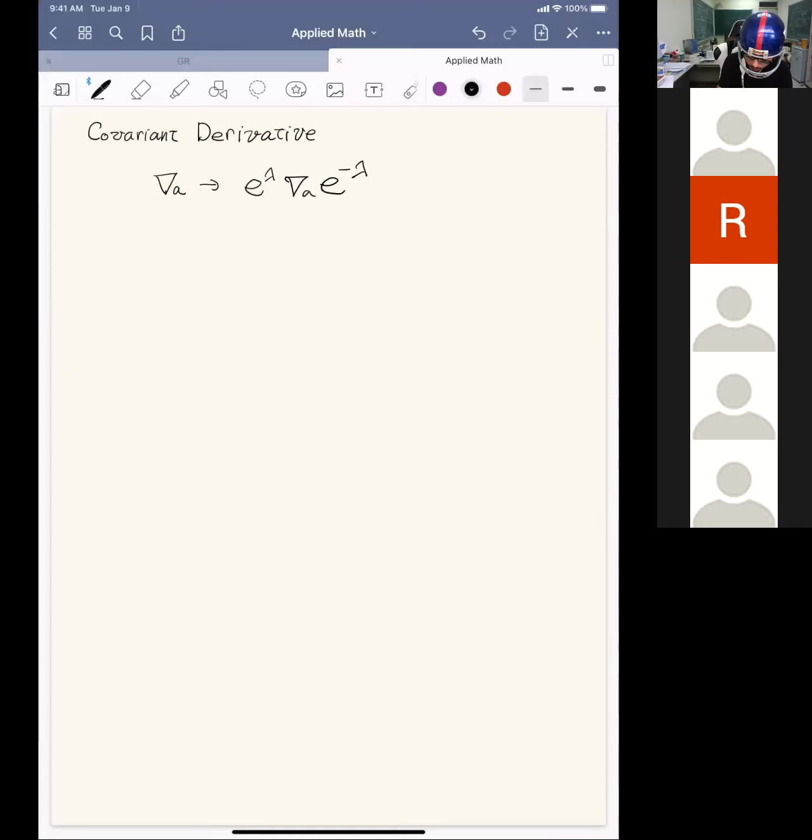And last time, at the end of the class, we've shown that we can define the commutator of lambda A, lambda B to be T_AB^C delta C plus 1/2 R_AB^C.